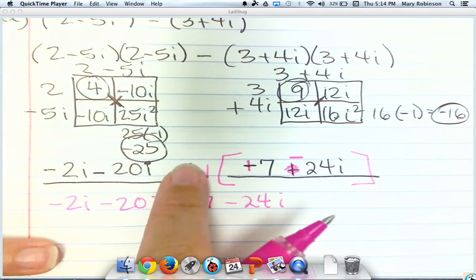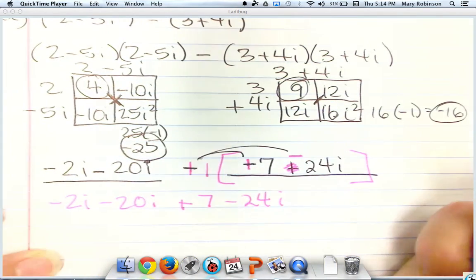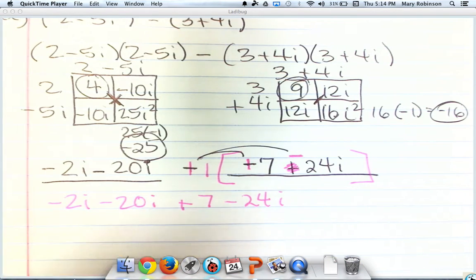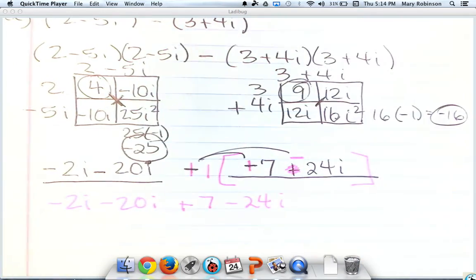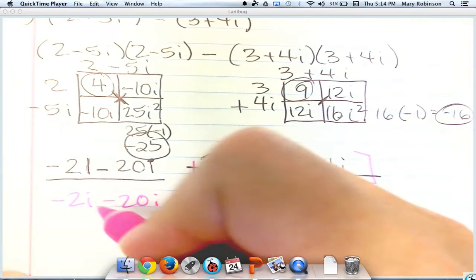I no longer have to worry about this plus 1 because that was being multiplied. Keep in mind, I'm not adding 1, I'm just multiplying. So when I combine, make sure you combine. Uh-oh, I made a mistake here. I don't know why I wrote 1 here. It was negative 21. Sorry about that.